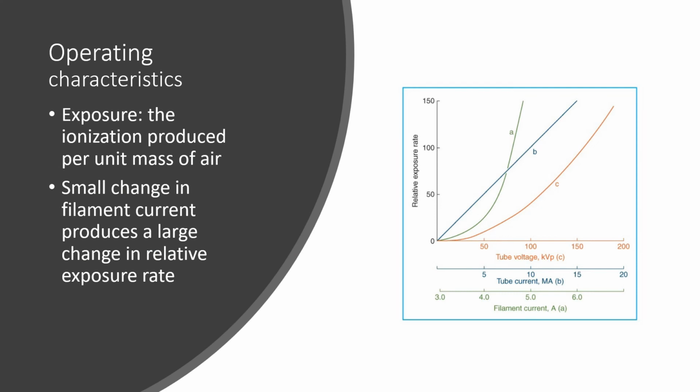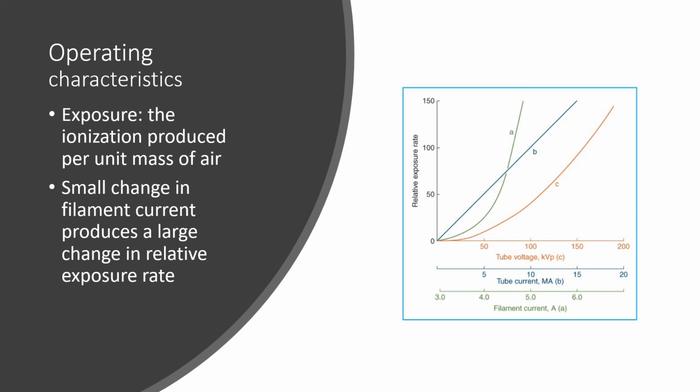Now coming to the operating characteristics. Let me introduce one unit called exposure. What is exposure? Exposure is the ionization of air per unit mass. Let me repeat it again: the ionization of molecules produced per unit mass of air. Now let's take a look at this graph.